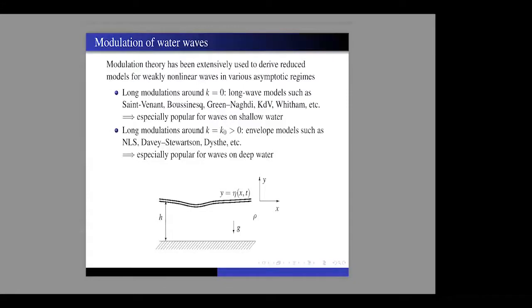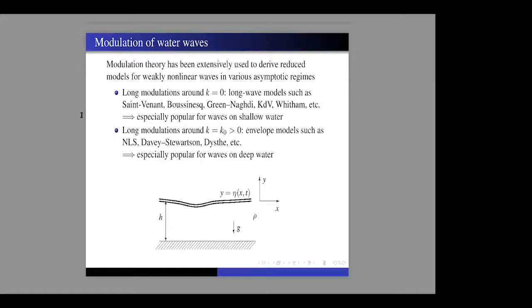And long modulations for wave numbers around some non-zero k naught. And here we're talking about envelope models for periodic wave trains or Stokes waves, such as NLS, Davey-Stewartson, Dysthe, and so on. And so these are especially popular for modeling waves on deep water. And so the focus of this talk is going to be on the Dysthe equation.